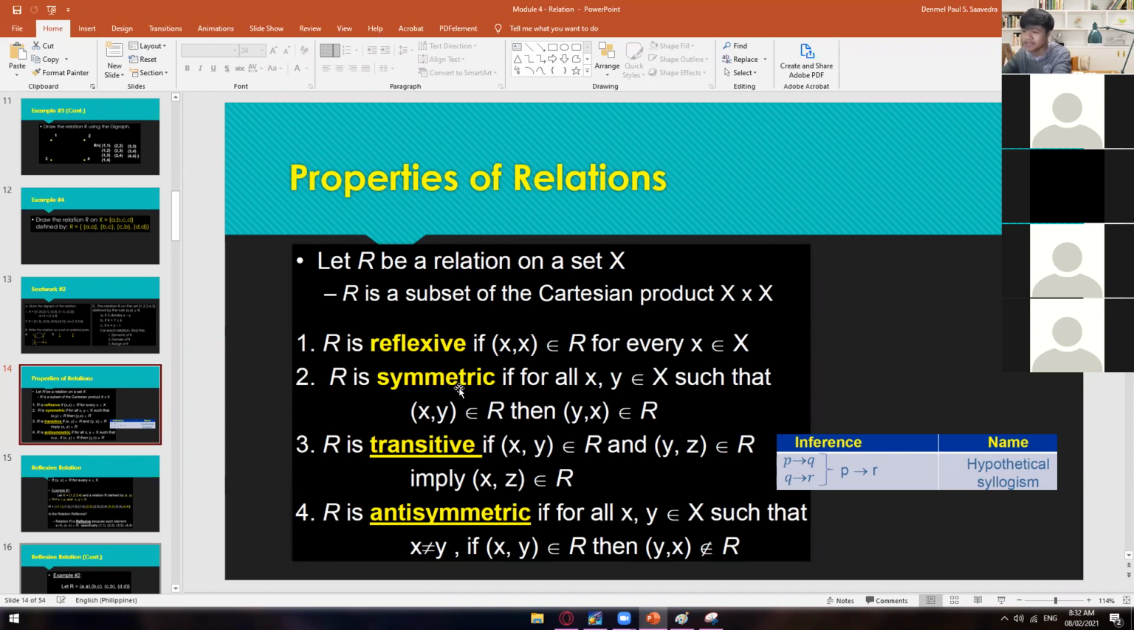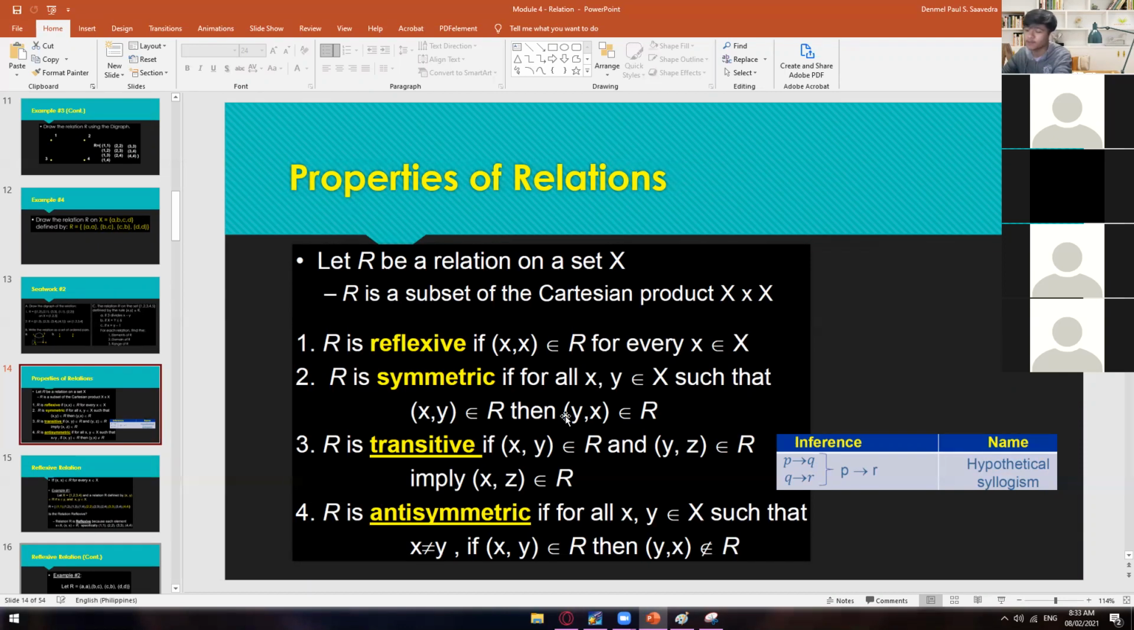Then we have here symmetric. You can say that it's symmetric if for all x, y that is an element of X such that x, y is an element of R, then y, x is also an element of R. Meaning, if we have this kind of ordered pair, let's say 1, 2, then you should also have 2, 1.